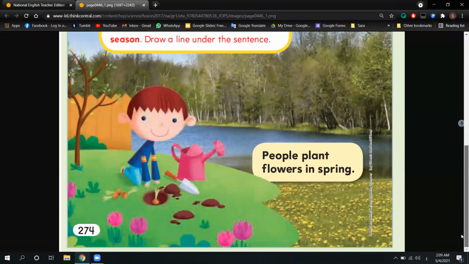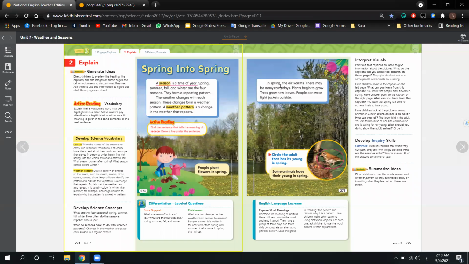And as you can see here, we have people planting flowers in spring. So in spring, we have to know that plants grow. We can plant plants during spring, and you can see many flowers growing during spring. So you have to know that in spring, the air warms. It means after winter, spring comes, so it's not going to be cold anymore. The weather is going to change and the air will get warmer. It won't be as cold as winter.